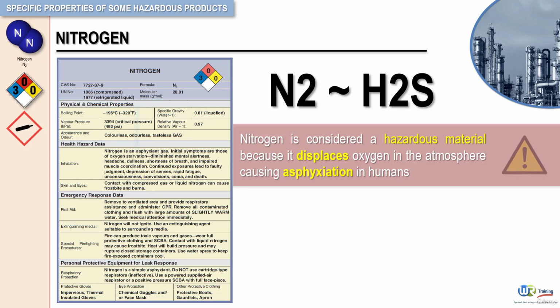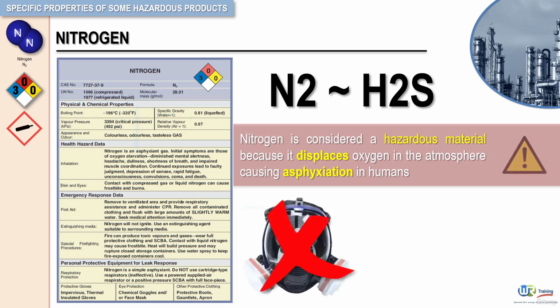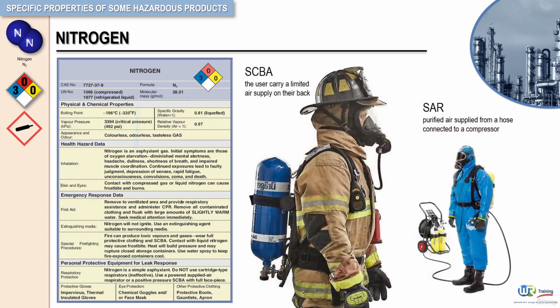Instead, head straight to the briefing area and report the location of your fallen worker. A rescue team can then retrieve the victim and quickly get him fresh air and medical attention. Also, please remember, nitrogen is a simple asphyxiant. Do not use cartridge-type respirators. These are ineffective. Instead, use a powered supplied air respirator or a positive pressure SCBA with full face piece, as depicted here.